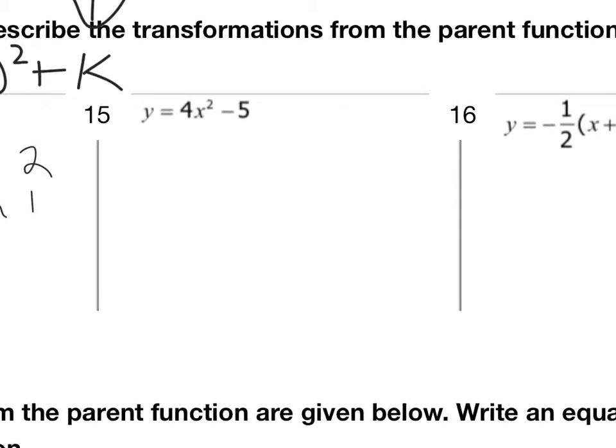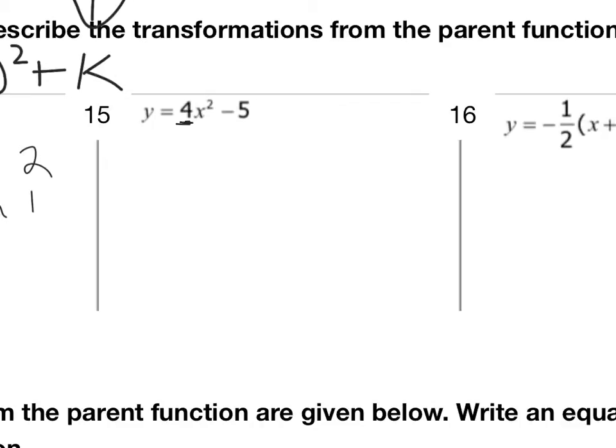Next, number 15. If we look at this, no change in the horizontal, no change in the h, but we do have a 4 here, which is going to make the graph more narrow. So if this is the parent function, that 4 is going to make the graph more narrow like that. Okay? So the 4 would make it narrow. Okay, and then we have a -5 in the k position. K is -5.